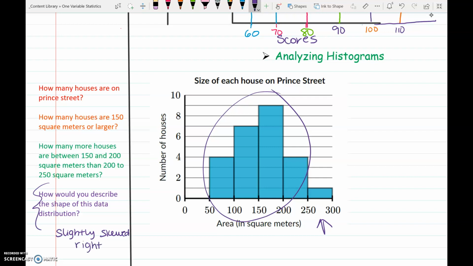All right, let's go in order. How many houses are on Prince Street? Well, the size of each house is my x-axis, and then the number of houses that are that size. So how many houses are between 50 and 99 square meters? 4. And then I've got 7, 9, 4, and we've got one big house. All right, so how many houses are on Prince Street? Just add them all up. 25.